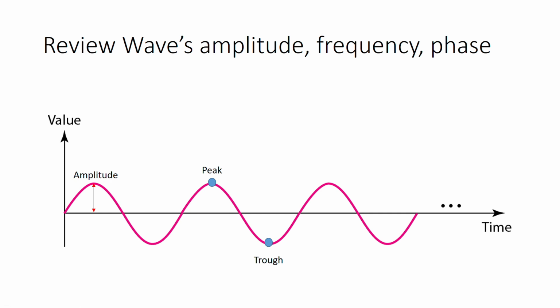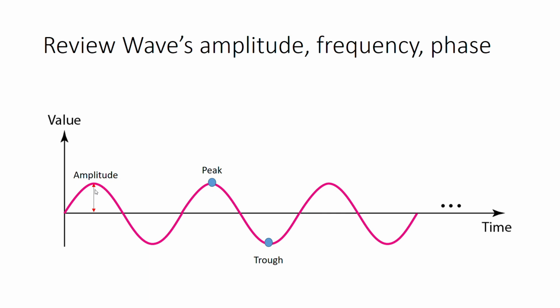So before we go to the main point, we just review the amplitude, frequency, and phase. So here we have the wave. The higher point we call the peak, and the lower point we call the trough. And the vertical distance between the peak and the wave central axis is the amplitude.